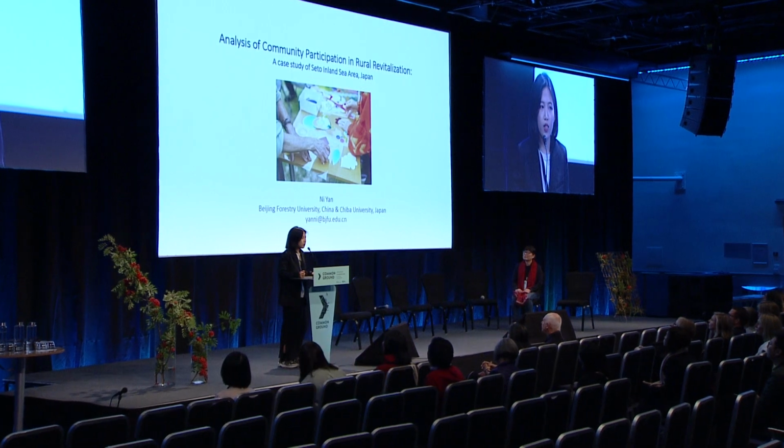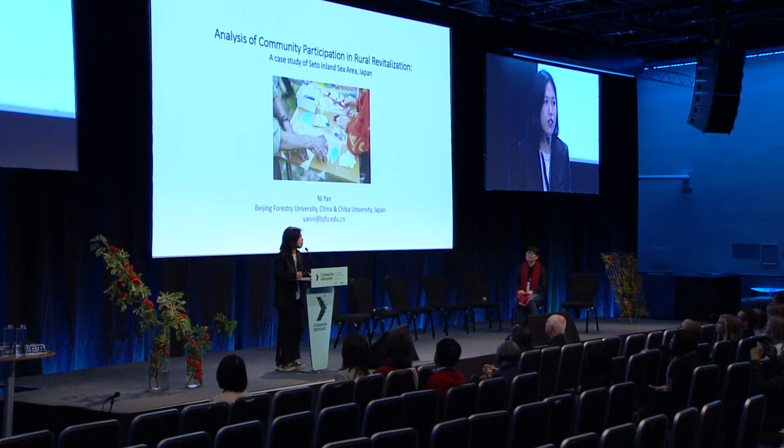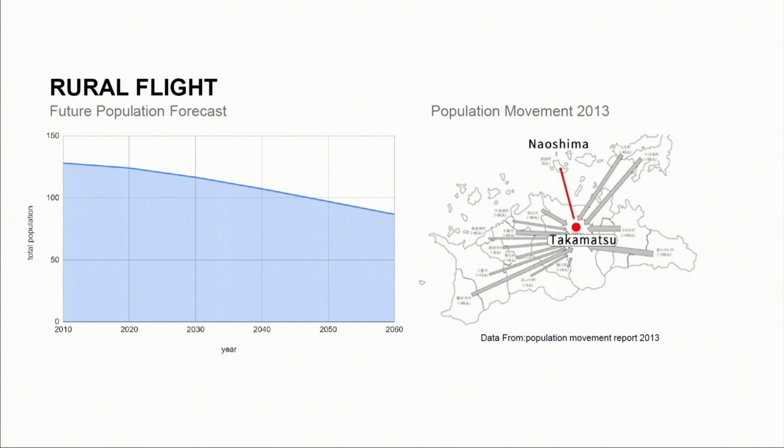Good afternoon, everyone. I'm a double-degree graduate student from both Beijing Forestry University and Chiba University in Japan. Today I want to introduce community participation in rural revitalization, taking the Seto Inland Sea as an example. At first, do you know what is the biggest problem that Japanese people are faced with now? Actually, it's rural flight. On the one hand, Japan's population is declining, and on the other hand, people are leaving rural areas for cities.